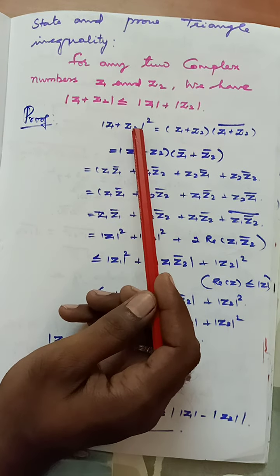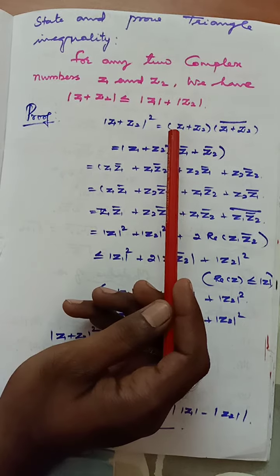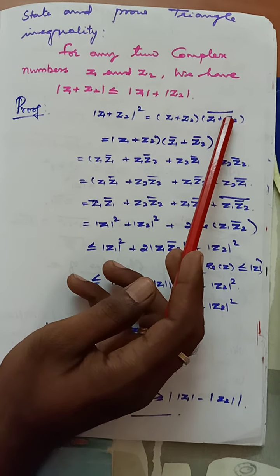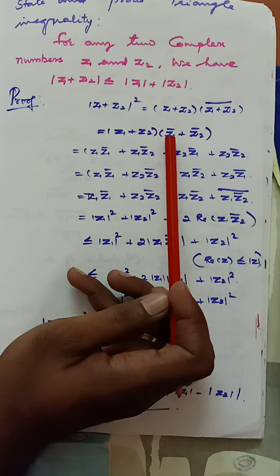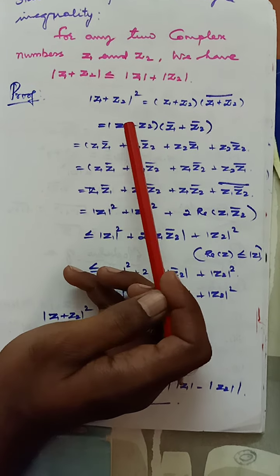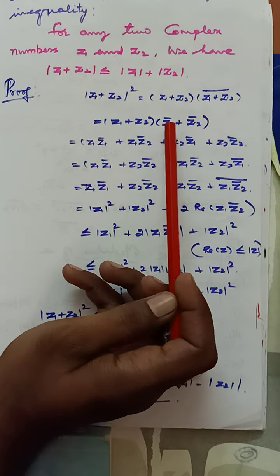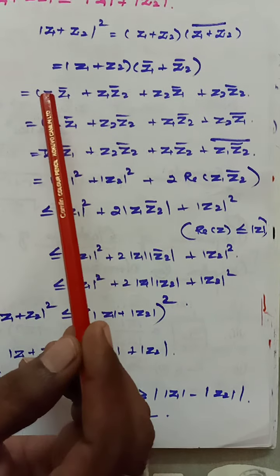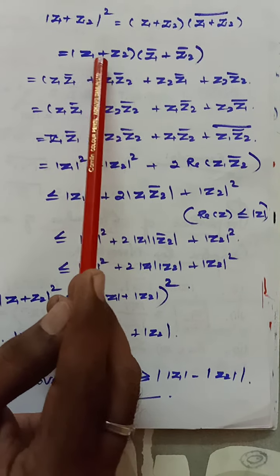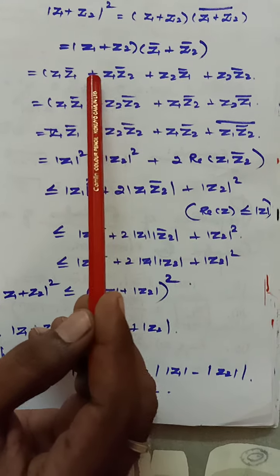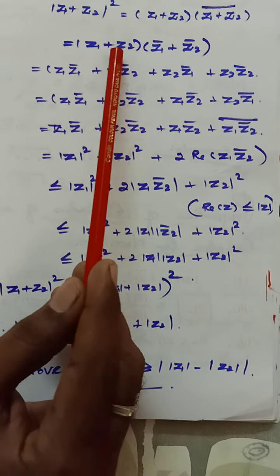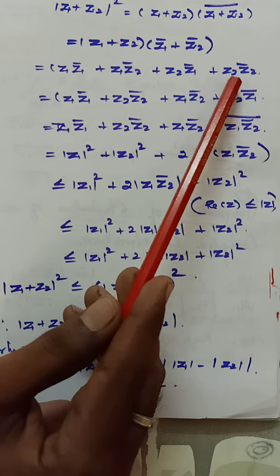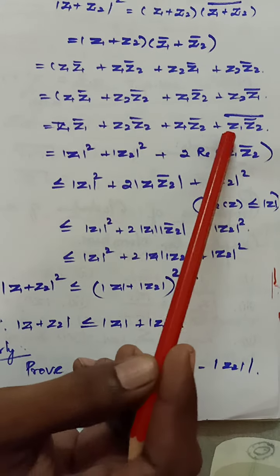Modulus of z1 plus z2 the whole square is nothing but z1 plus z2 into the bar of z1 plus z2. The whole bar can be written as z1 bar plus z2 bar. After that, normal multiplication: here 2 terms, here 2 terms, so you will get 4 terms. The first one, z1 into z1 bar, and z1 into z2 bar, plus z1 z2 bar, and z2 into z1 bar, and z2 z2 bar. You have the detailed multiplication.